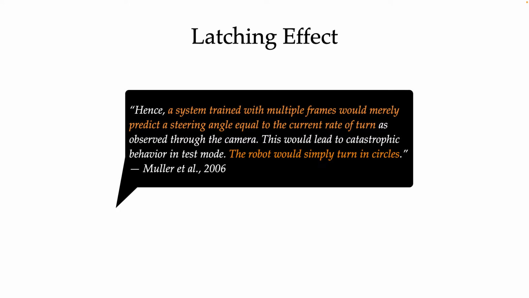While the preceding example is quite stylized, we see an analogous problem in practice, including for self-driving. We call this the latching effect, where an off-policy learner that's equipped with history ends up just repeating its own past actions. I'm now going to try and explain why this happens.